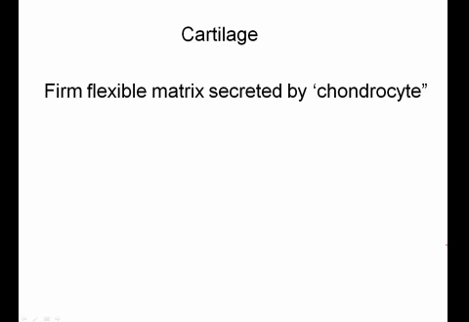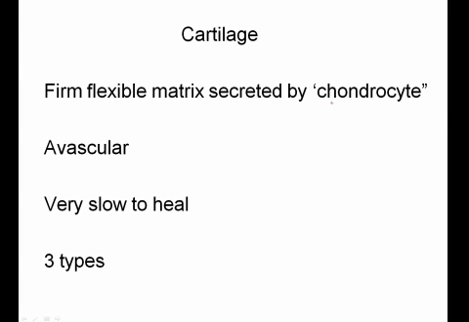Cartilage is also a connective tissue. This is a firm, flexible material. It is secreted by a cell called a chondrocyte. That would be a cartilage cell. Cartilage is also avascular, similar to epithelium. It does not contain blood vessels. However, unlike epithelium, this particular tissue does not divide by mitosis very rapidly at all. So cartilage is very slow to heal.